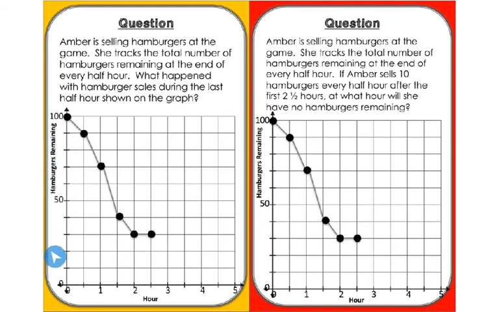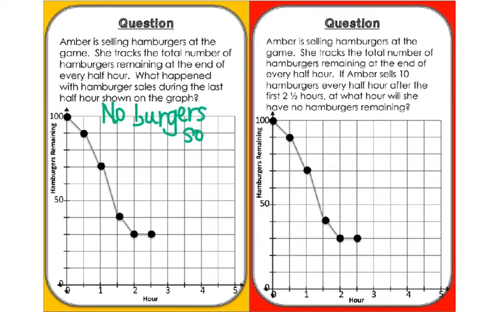Here for hamburgers remaining, I see a 50, so this is going up by tens: 10, 20, 30, 40, and 50. Our question says, what happened with hamburger sales during the last half hour shown? So here's our last half hour, and as you'll notice, the number of burgers remaining, 30, stays the same. There's 30 burgers remaining here, 30 burgers remaining here. So what that tells us is that no burgers were sold during that time. So we can just write no burgers sold.